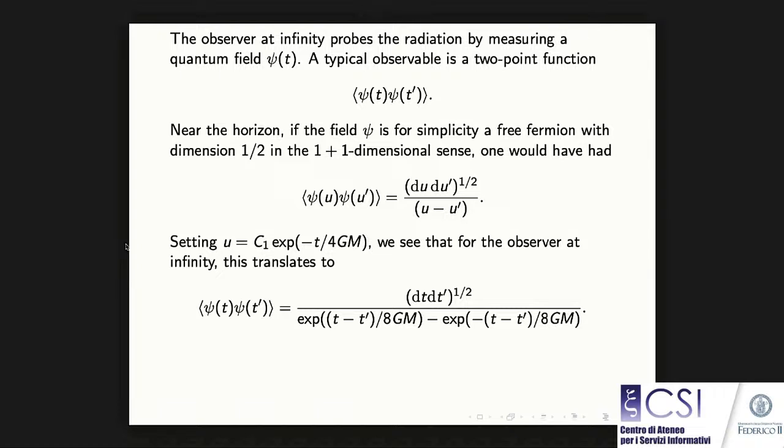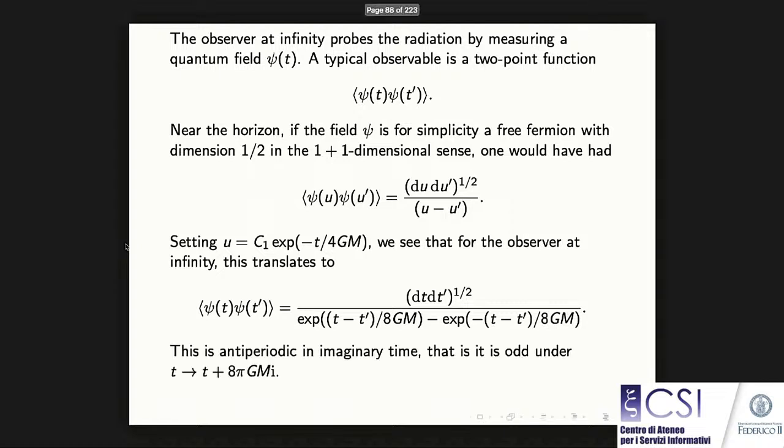Now, to go from what would have happened near the horizon to what the observer measures at infinity, we just change variables from u to t by this formula. And then we find that this formula transforms into this one, literally simply by changing variables by this equation. Now, you can see that this expression is anti-periodic in imaginary time. It's odd under shifting the time by 8 pi gm times the square root of -1.